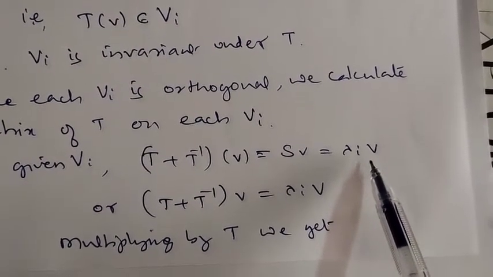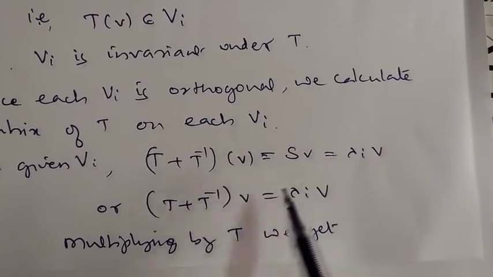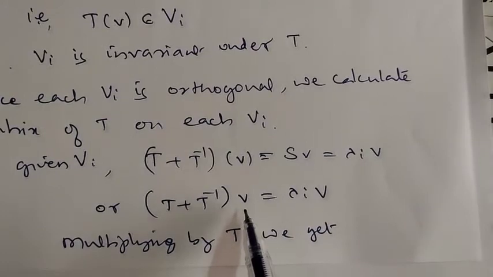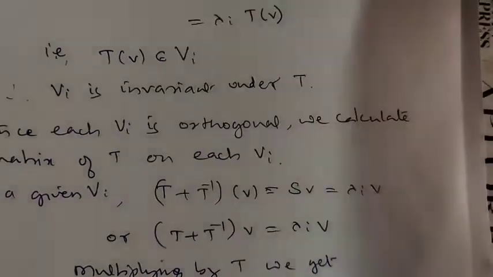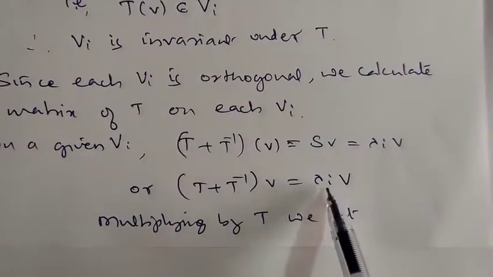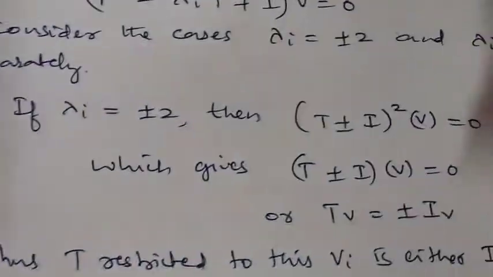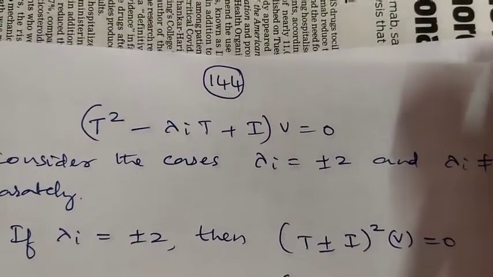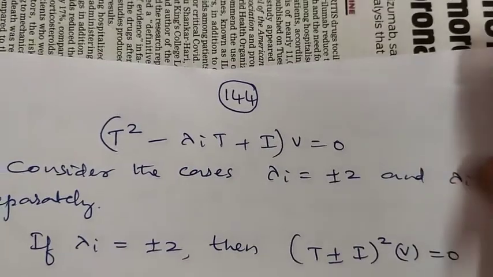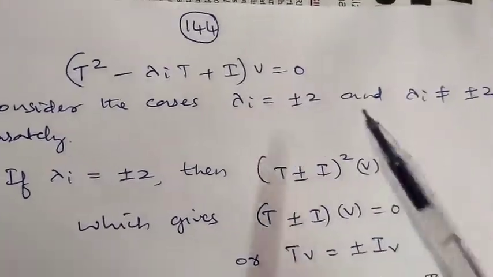Because Vi consists of eigenvectors of S belonging to lambda I. This implies (T plus T inverse)(V) is equal to lambda I of V. Multiplying by T and transferring to the left-hand side, we get (T square minus lambda I into T plus I)(V) is equal to 0.